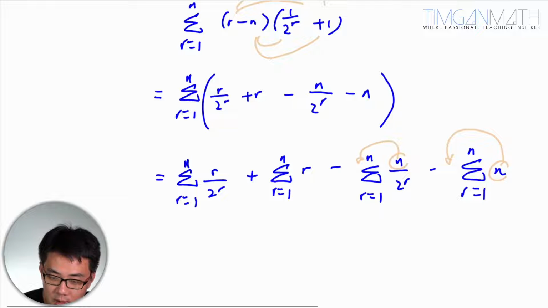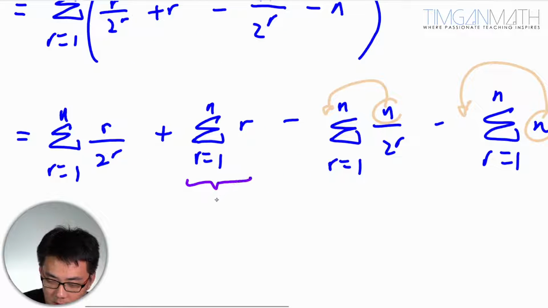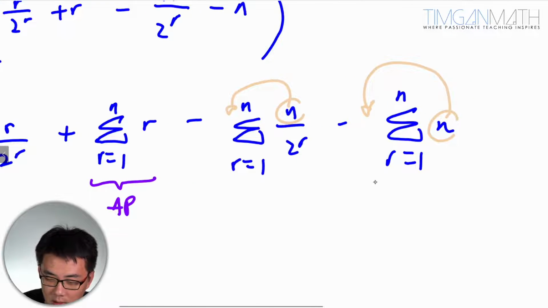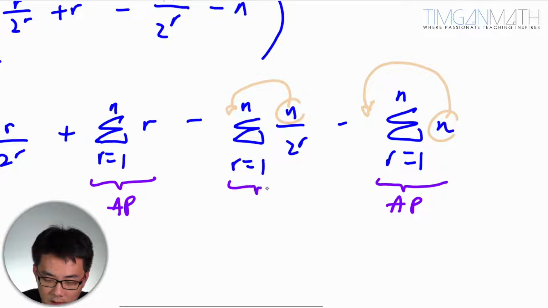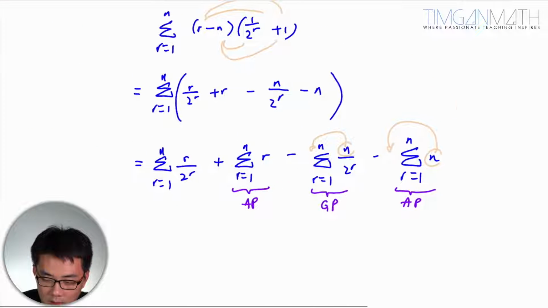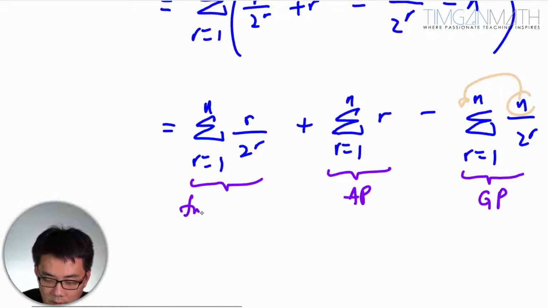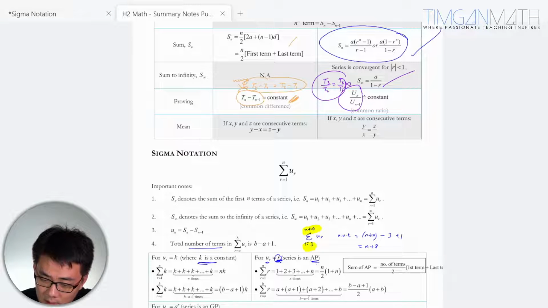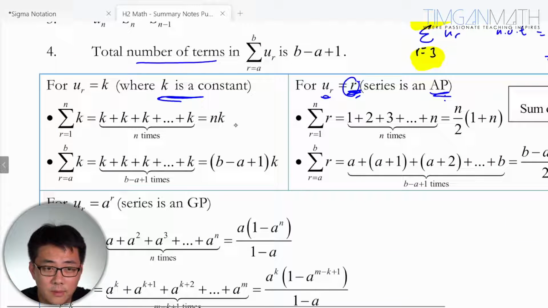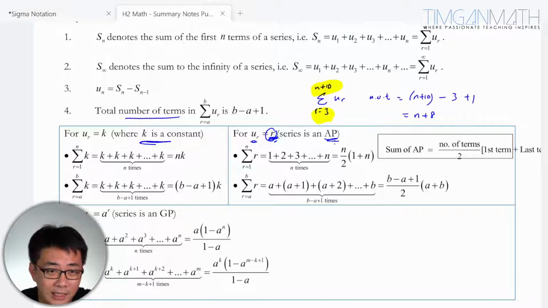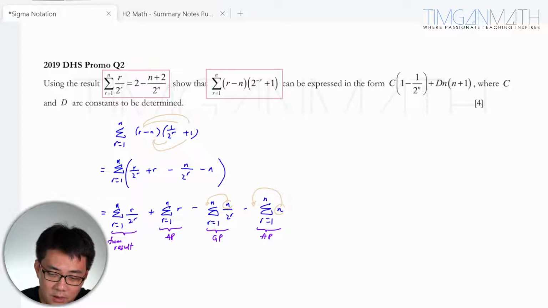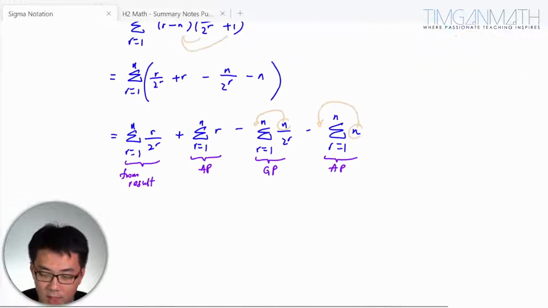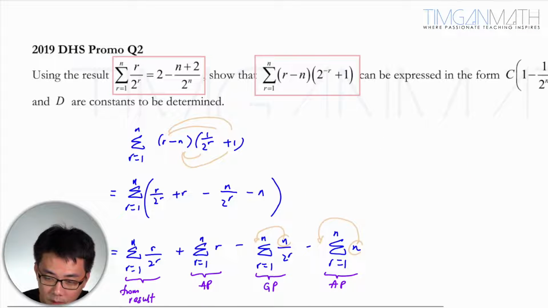First thing you should know is AP. This is just a constant, so it's also an AP. This constant here is also an AP. This one here is a GP, from the result. The first one is the constant. The second one is the AP because it's linear. Then the subsequent one is the GP. You have to know that. It's not rocket science here.